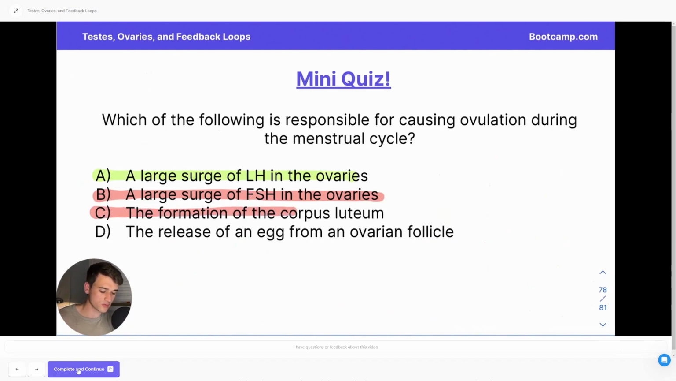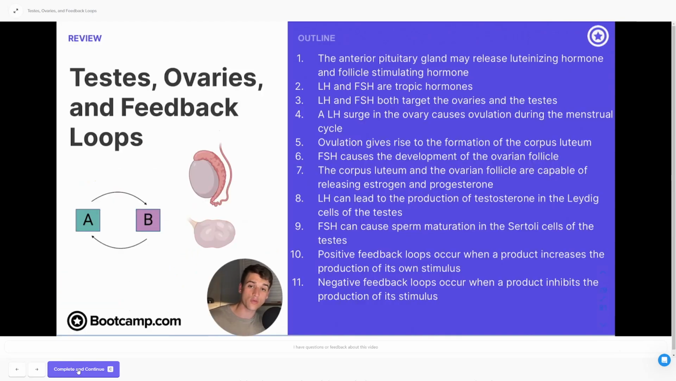C is incorrect. Even though the formation of the corpus luteum does have to do with luteinizing hormone, it comes after ovulation and is not the cause of it. And D, the release of an egg from the ovarian follicle, is incorrect because this is ovulation and it's not the cause of ovulation.